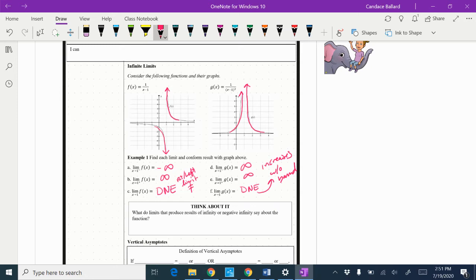So you got a little think about it question here. You might want to pause and read it and then write your own thoughts on it and then come back and see how I answered it.